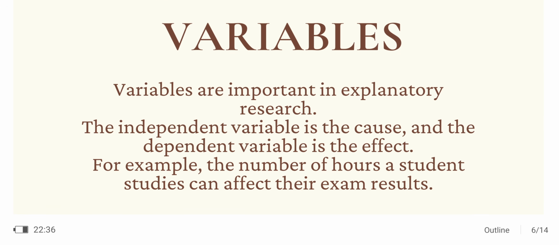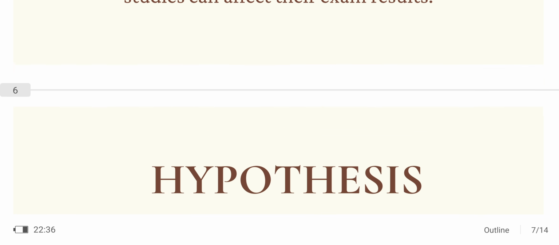So, variables are important in explanatory research. The independent variable is the cause and the dependent variable is the effect. For example, the number of hours a student studies can affect their exam results.